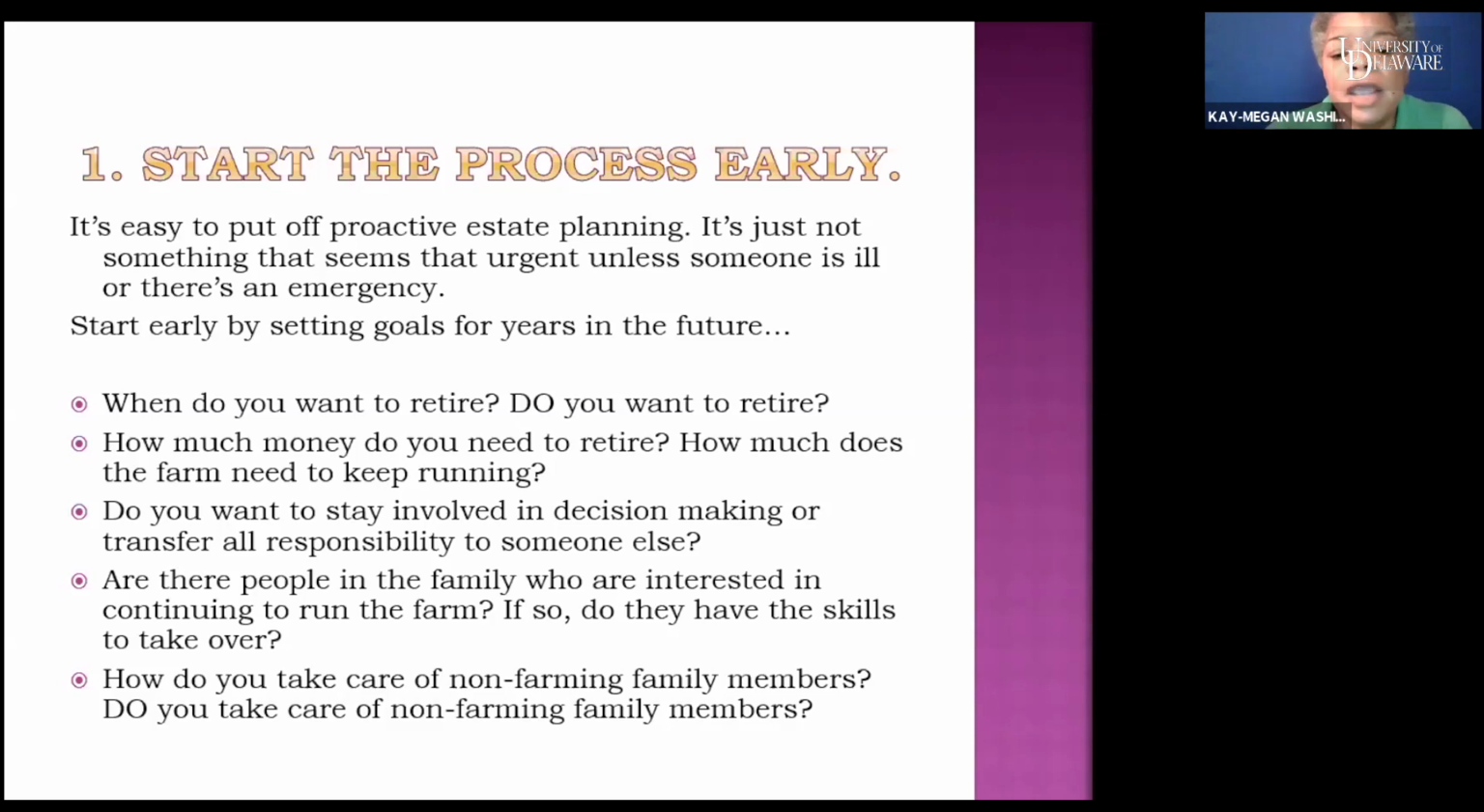How do you take care of non-farming family members? Somebody had asked a question about it being very difficult when you have a farm that's split up between 3 or 4 siblings, and they now want to try to split it up among their children, which splits it up even further. It's possible that not all of those people will be involved actively in running the farm. So how do you take care of non-farming family members? Or do you take care of non-farming family members?